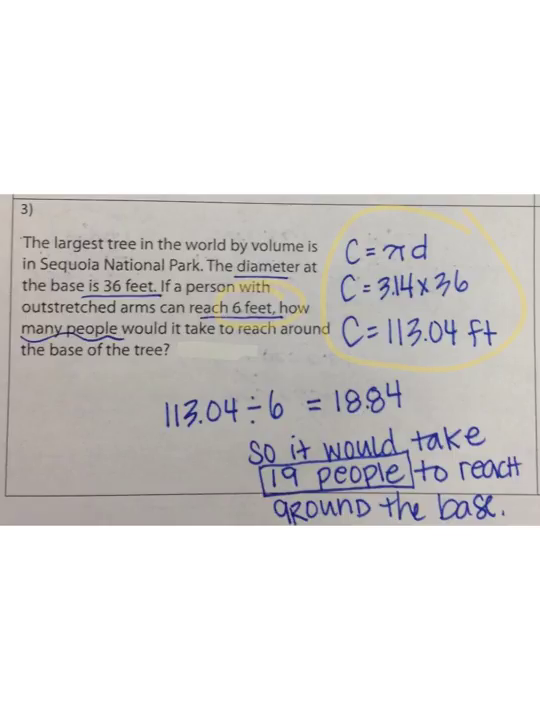So I did 113.04 divided by 6, so divide it into 6-foot sections, and I got 18.84. So that means we can't have 0.84 of a person, so I rounded up, and it's going to take 19 people to reach around the base.